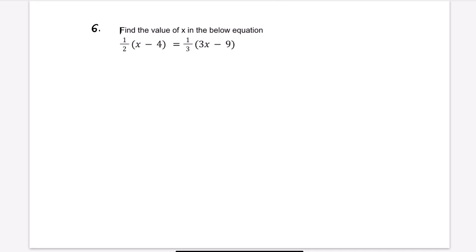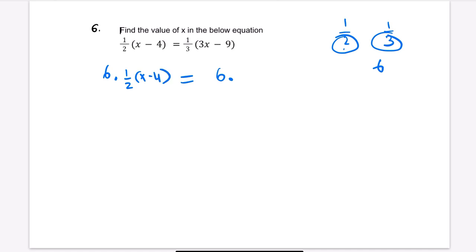And again, pause this video and solve this by yourself first, and you can come back. So again, I have two different fractions here. I have 1/2, I have 1/3, and the least common multiple for 2 and 3 is 6. So I'm going to multiply both sides with 6 to get rid of the fractions 1/2 and 1/3. Alright, so I have 6 times 1/2 times x minus 4 is 6 times 3x minus 9.